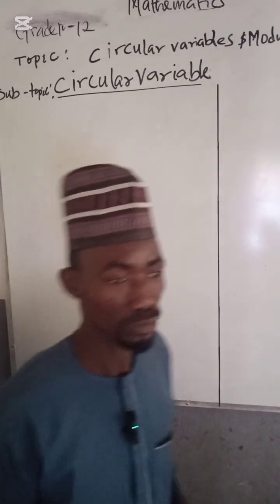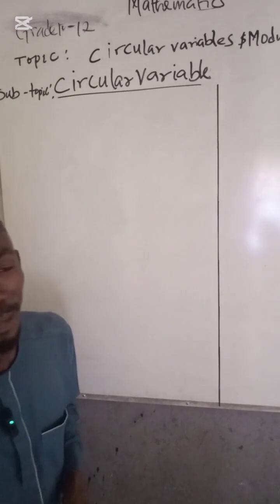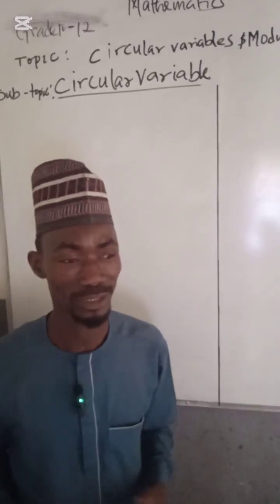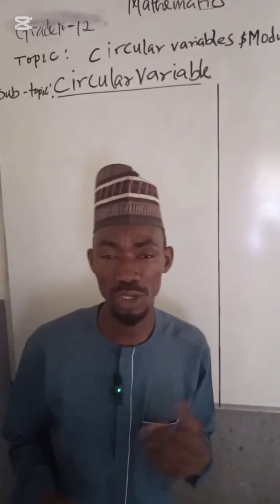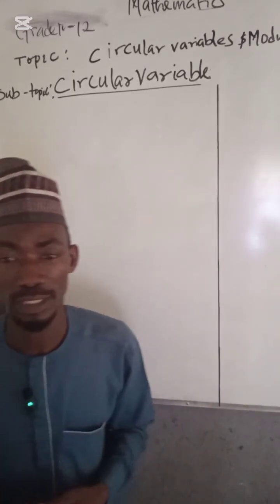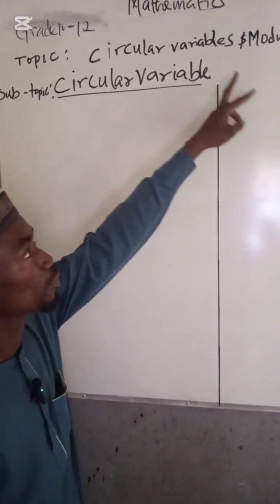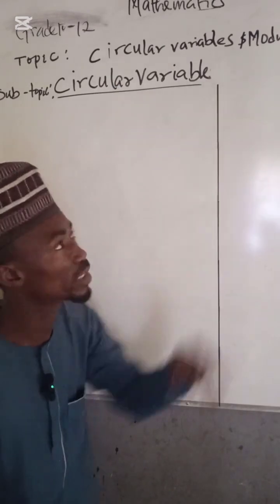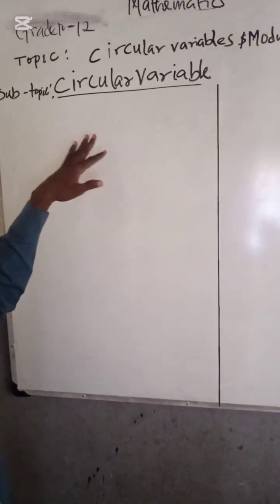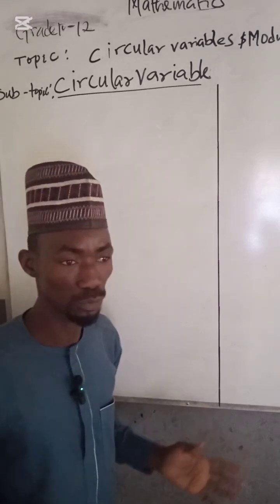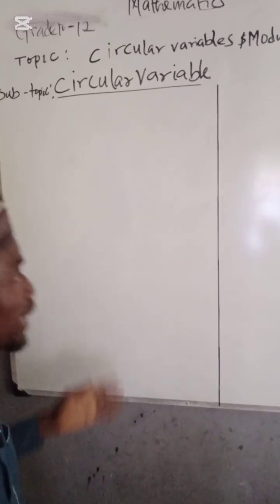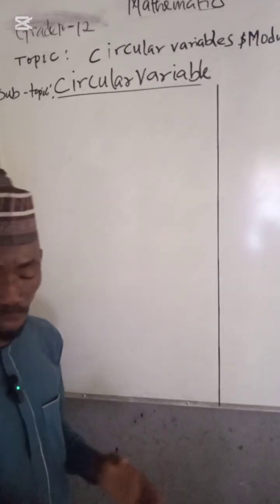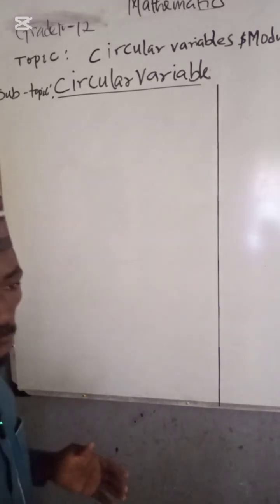We've done justice to number bases, the operations, addition, subtraction, multiplication, and division, as well as equations involving number bases. Now we are moving on to circular variables and modular arithmetic. The subtopic is circular variable. For understanding's sake, we are going to explain or define what circular variable means in this form.